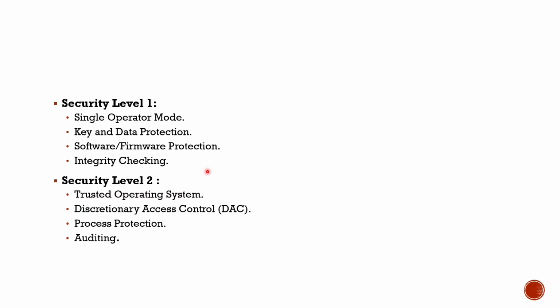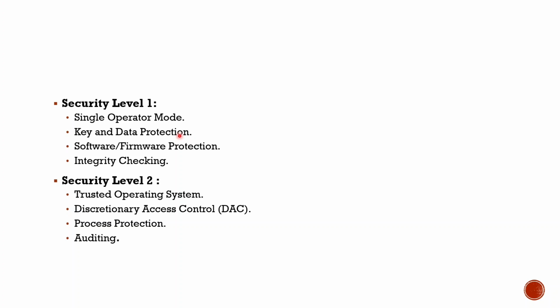The different levels of security mentioned in this context are: at level 1 security, a single operator mode must be present, which means that only one user at a time can operate the module. This prevents concurrent access to the module. There should be key and data protection. This means that the module isolates the cryptographic keys, critical security parameters, and other types of secret information and values from other processes while running.